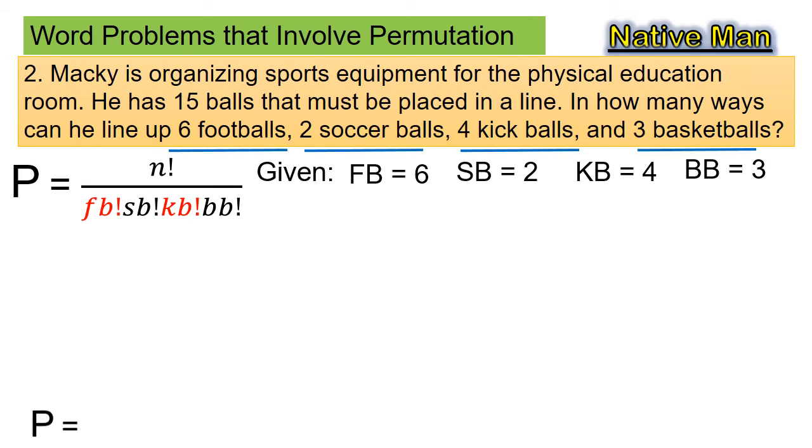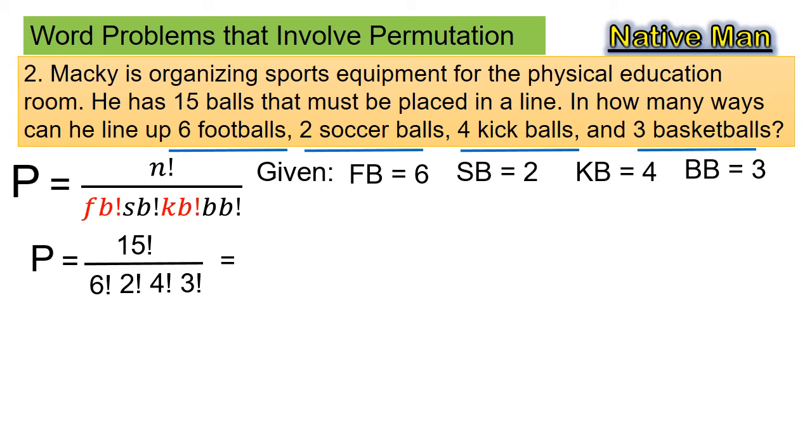So, this will become, you substitute only. So, P is equal to, N factorial lang natin ay 15. So, 15 factorial over, yung FB factorial ay 6. So, 6 factorial. SB, ito po yung soccer ball. So, 2 factorial. And then, KB, yung kickballs po natin ay 4. So, 4 factorial. And then, yung BB, basketball ball, that is 3. So, 3 factorial. So, simplify lang po natin yan. Makukuha na po natin yung number of permutation or P.